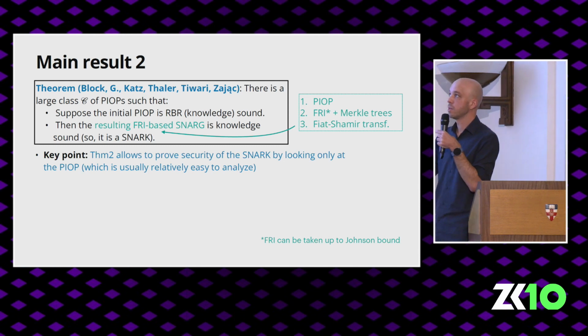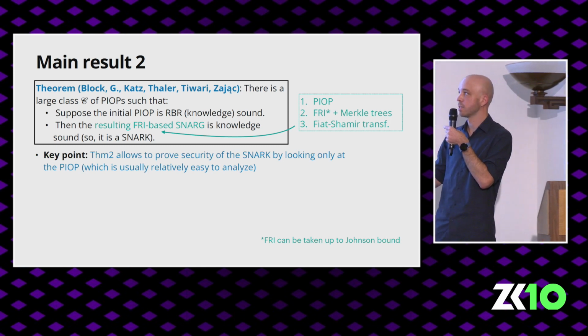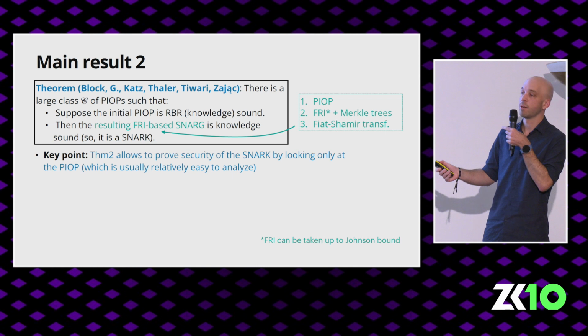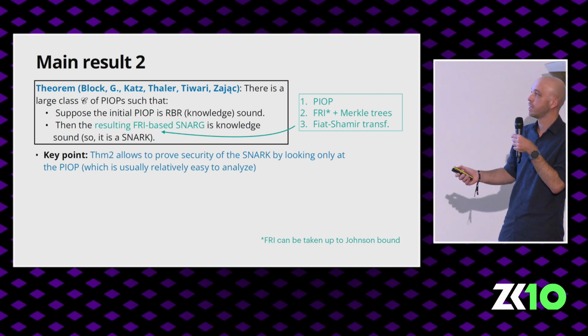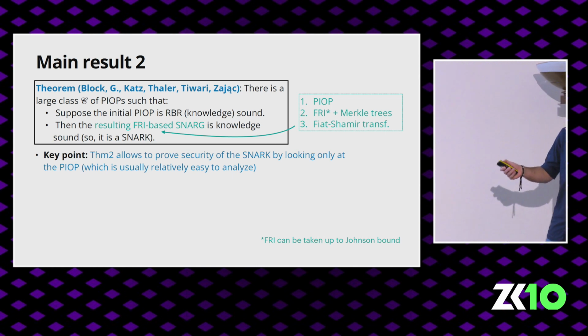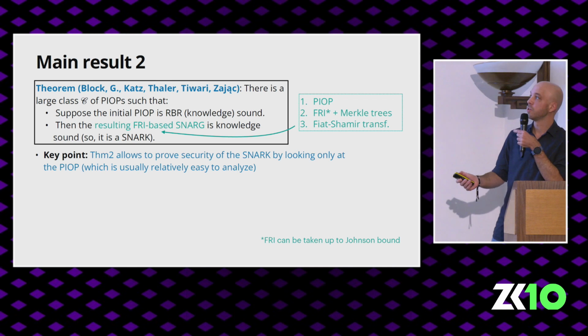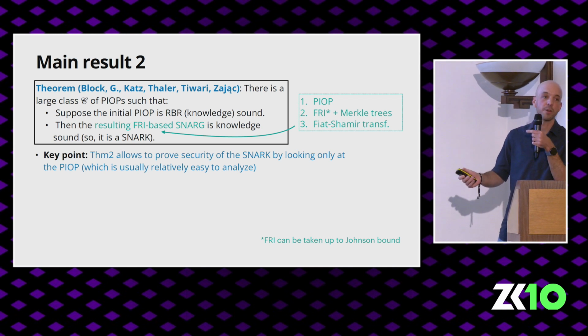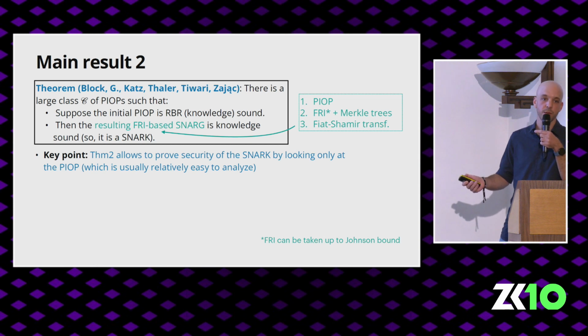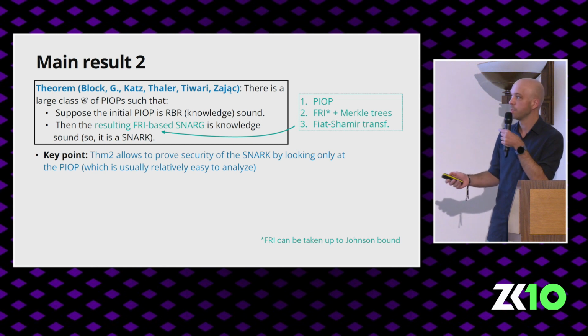By FRI-based SNARK, I mean you take the PIOP, use FRI and Merkle trees, and then the Fiat-Shamir transform. So the key point, the nice thing about this result, is that it gives a wide class of PIOPs where to analyze the security of the final SNARK, you don't need to leave the PIOP setting. You can just prove that the PIOP is round-by-round sound or knowledge sound, which, as I argued at the beginning of the talk, is relatively easy.